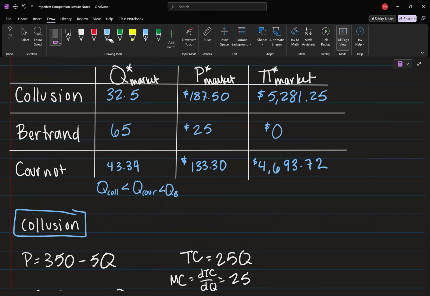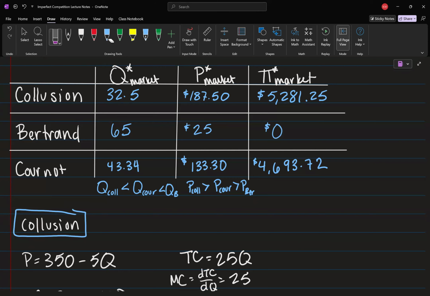If we look at price, the price that the collusion charges is going to be the highest, followed by the price that Cournot firms charge, followed by the price that Bertrand firms charge. So again, Bertrand is going to be equal to that perfectly competitive output. And collusion, as long as the cooperation is perfect, there's no cheating, is going to be the same as monopoly.